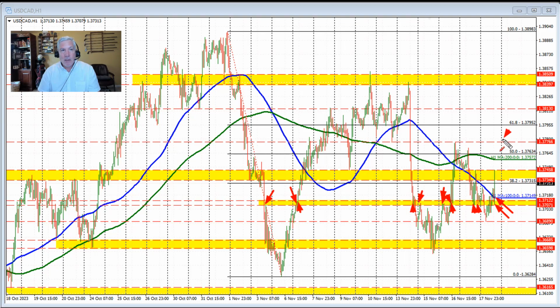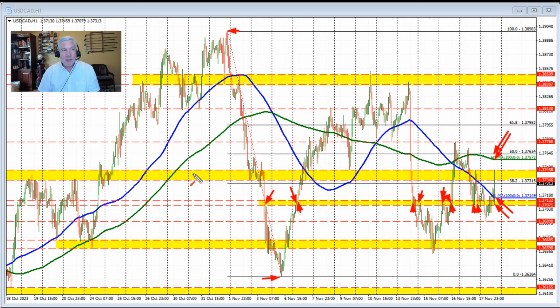Now on the top side, I'm going to define resistance right here and in this area right here. Up here is the 200-hour moving average, and also the 50% retracement of the move down from this high right here. This is the November high, maybe the October 31 high, to the low that we saw in November here. So that's the range for more or less the month. We're going to need to get above both those levels to increase the bullish bias.